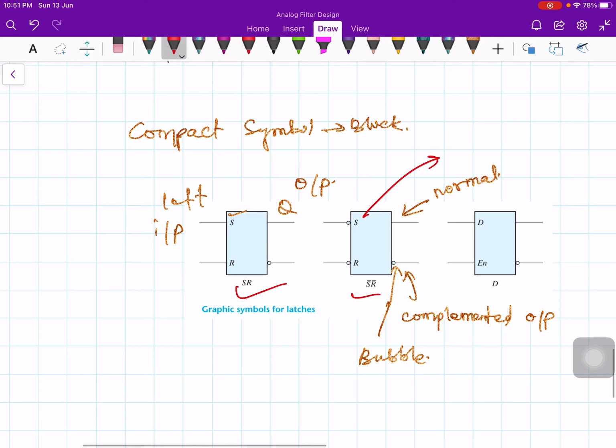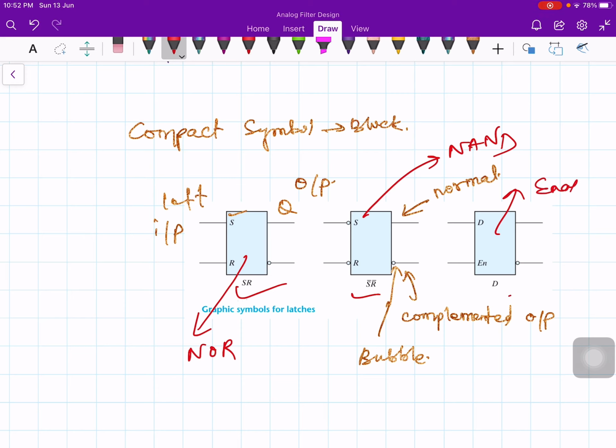That means this is constructed with NAND gates, and this is with NOR gates, and this one is with enable and D input, the D latch. That's why the symbol comes here, D latch. So look here, it has only 2 inputs, and here also 2 inputs, and here also 2 inputs. But here, S and R, here you have only 1 input. This EN is enable, and this is the normal output, and this is the complemented output.